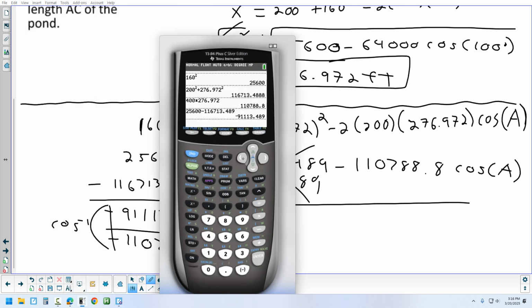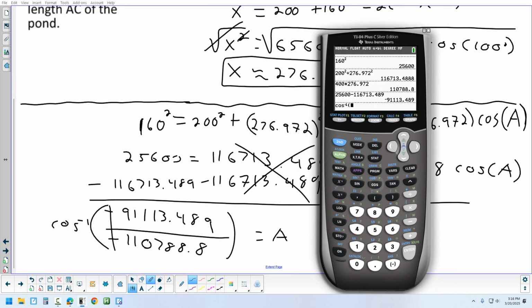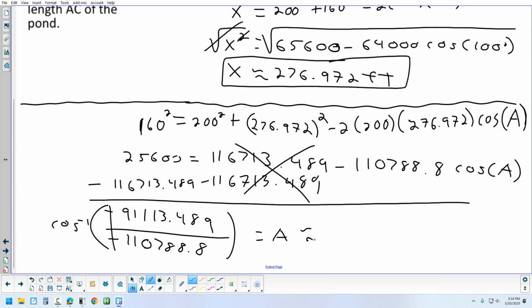All right, so now let's take the inverse cosine of 91,113.489 divided by 110,788.8. As long as we did everything right, that should be an angle of about 34.674. Okay, so that covers solving for an angle.